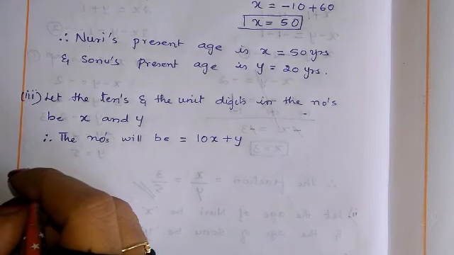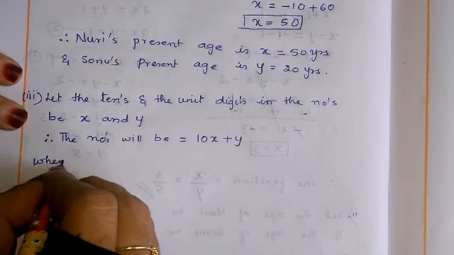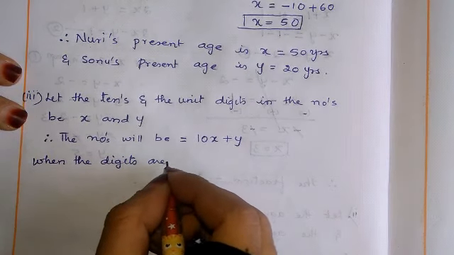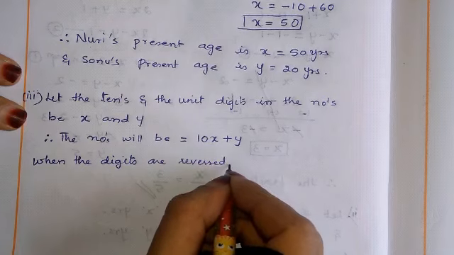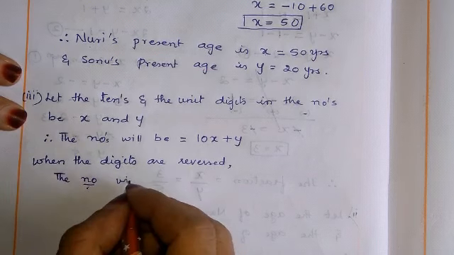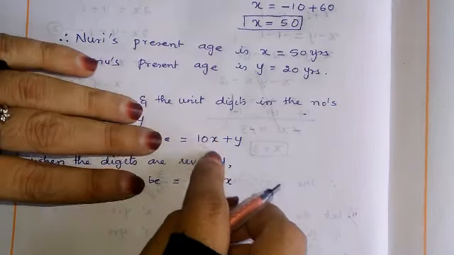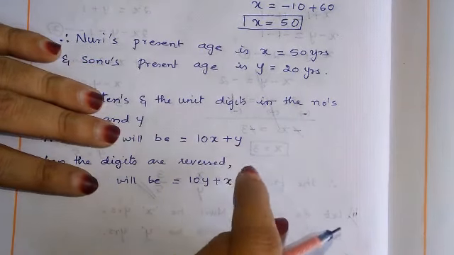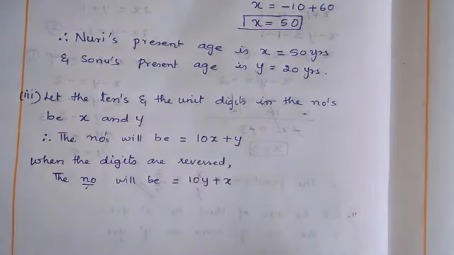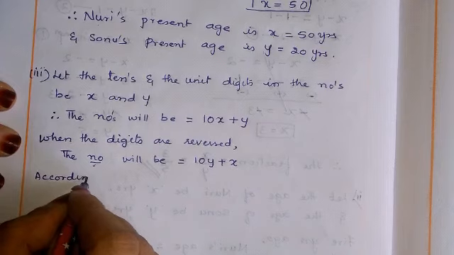But they have told the reversing word now. When the digits are reversed, the number will be written as 10y plus x. Place will change. Tens place will become y and units place will become x. This is the condition.